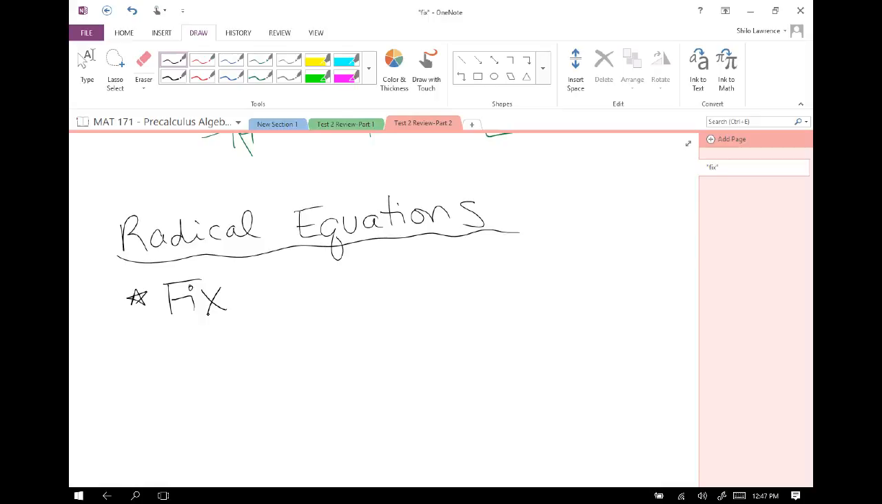So now we might have square roots already in the problem. So if we need to get rid of a square root, we will square to get rid of it. But it might not just be square roots. There might be cube roots or fifth roots. So any type of radical, any type of root in the problem, we're going to use an exponent to cancel it out. So the way that we fix a radical equation is we use a power to cancel the radical.